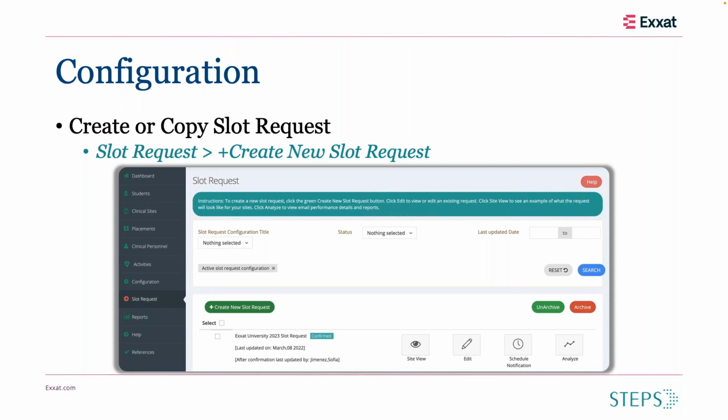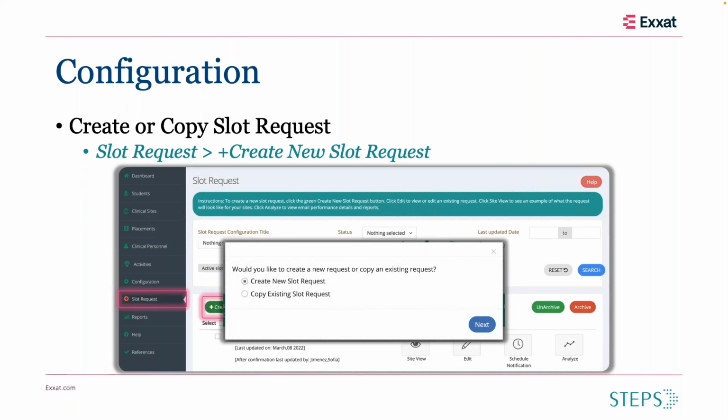So we're going to head on over on our left menu to slot requests. Once here, we're going to create a new slot request. You'll then get a pop-up and it'll ask you whether you want to create a brand new slot request or if you'd like to copy an existing one.